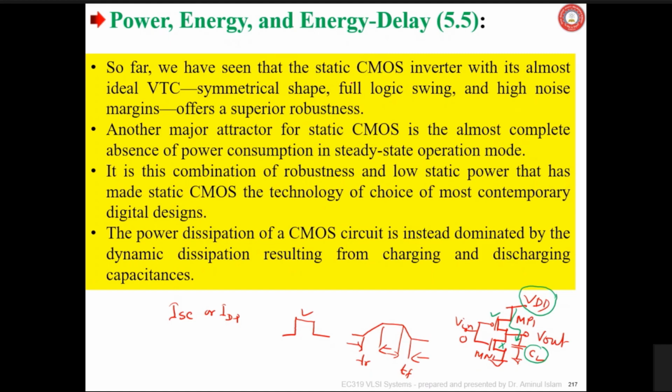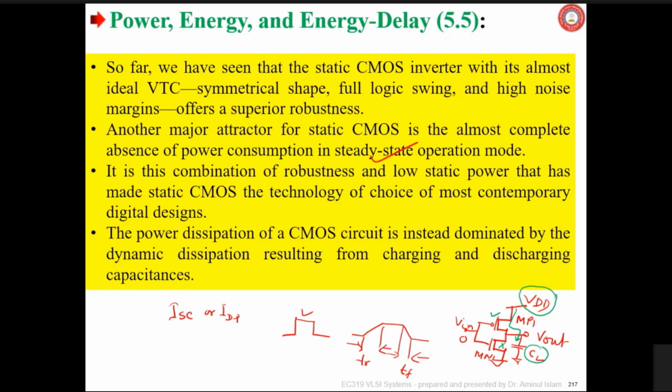So far, we have seen that the static CMOS inverter, with its almost ideal VTC, symmetrical shape, full logic swing, and high noise margins, offers superior robustness. Another major attractor for static CMOS is the almost complete absence of power consumption in steady state operation. Why is there no power consumption in steady state, if you ignore the leakage current? Because only one network, pull down or pull up, is on at a time, not both.